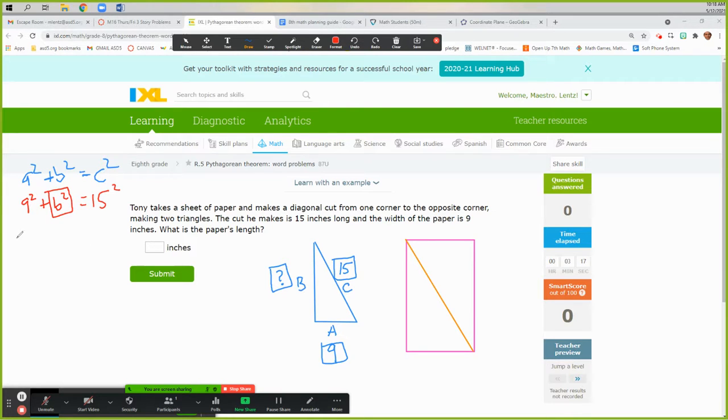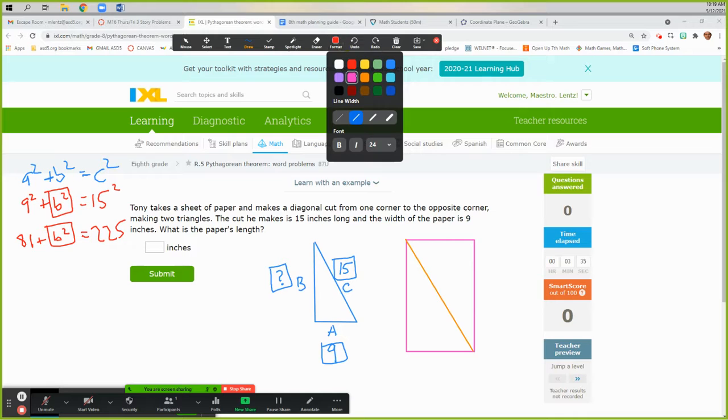So first thing, 9 squared, use your cheat sheet, is 81. Plus B squared, again, I'll put a box on it for right now, equals 15 squared. Get your cheat sheet out if you haven't already. And 15 squared is 225. Switch colors for you.